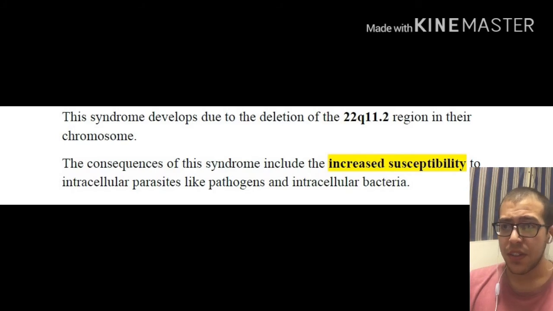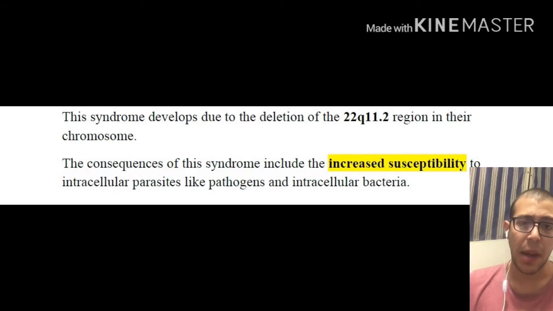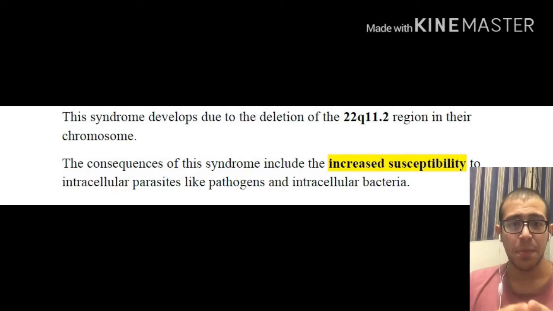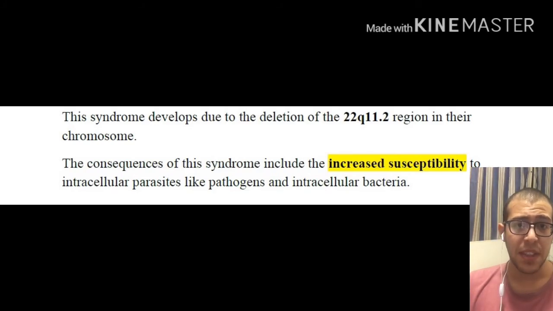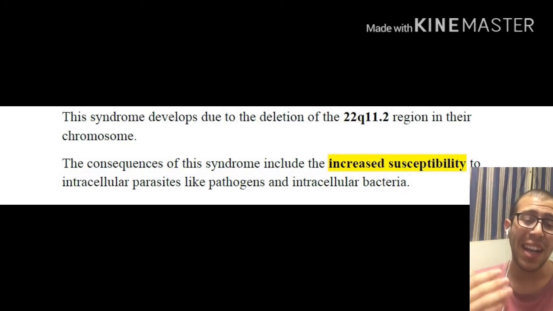Now, the consequences of this syndrome include the increased susceptibility to intracellular pathogens like parasites and intracellular bacteria. Let's try to explain why that is, because since we know that T cells, generally speaking, are going to be killing pathogens, they're going to be taking a part of their proteins or their sequence of amino acids, and they're going to be presenting them for other cells to trigger an immune response. Essentially, this is what happens. Now, if we have a lack of these cells, there is no immune response that is going to be rendered against those pathogens. That is why these infections are more recurrent.